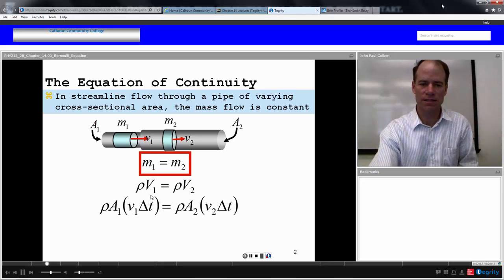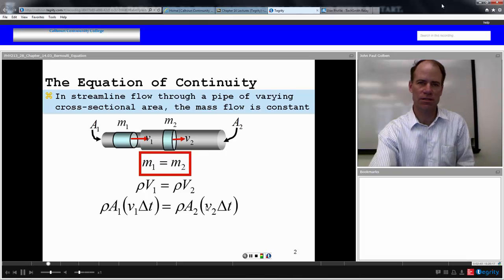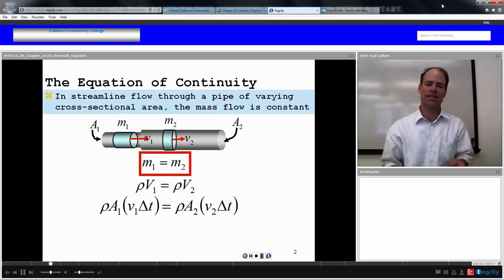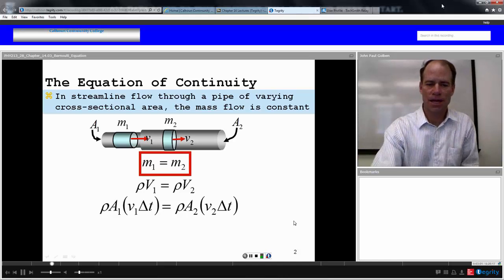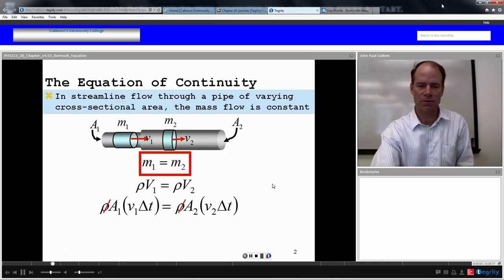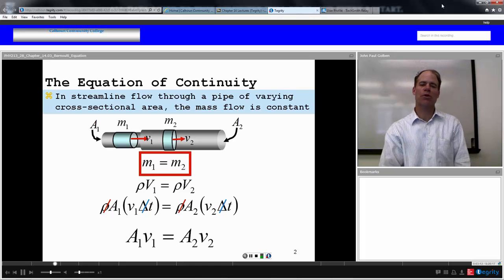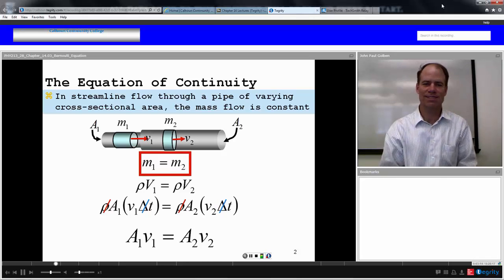So we'll say that volume 1 is area 1 times its length, v1 delta t, and volume 2 is area 2 times its length, which would be velocity 2 delta t. The delta t's are the same because we're looking at the same mass per time in each section. As we look at this, the densities cancel out on both sides, and so do the delta t's. So we're left with the area at point 1 times the velocity at point 1 is equal to the area at point 2 times the velocity at point 2. In other words, the area times the velocity is a constant.